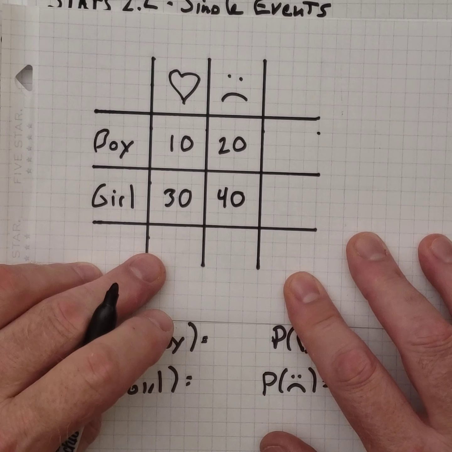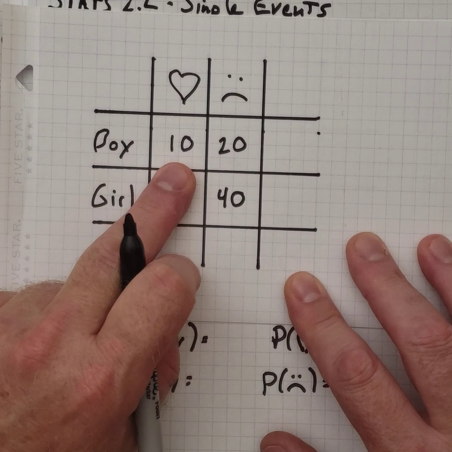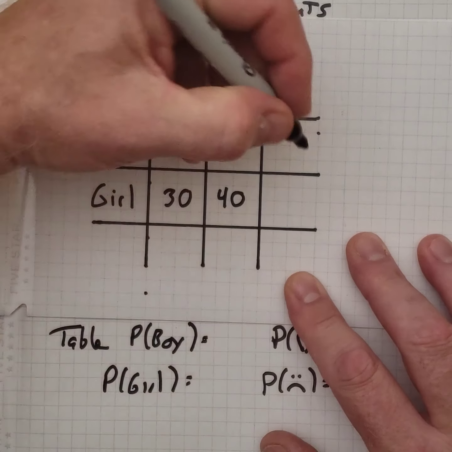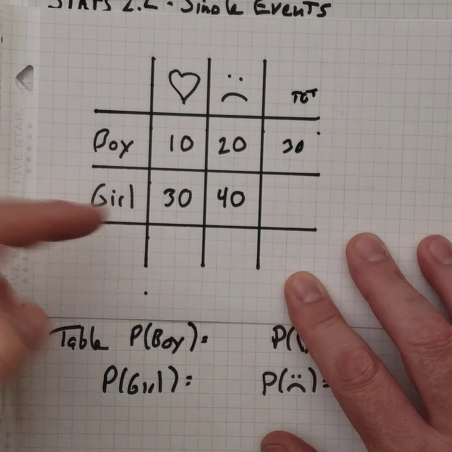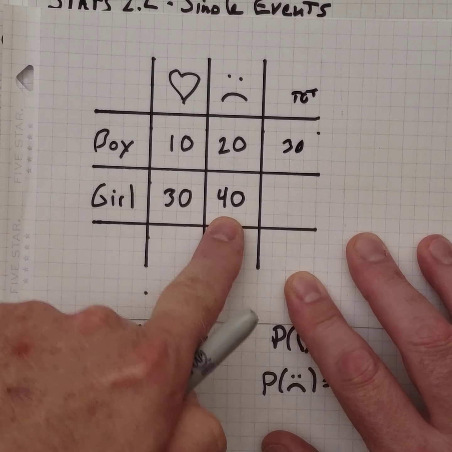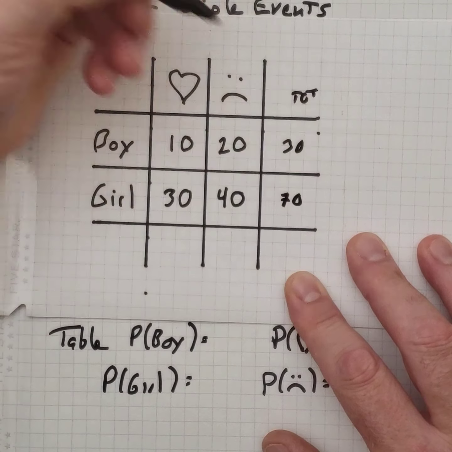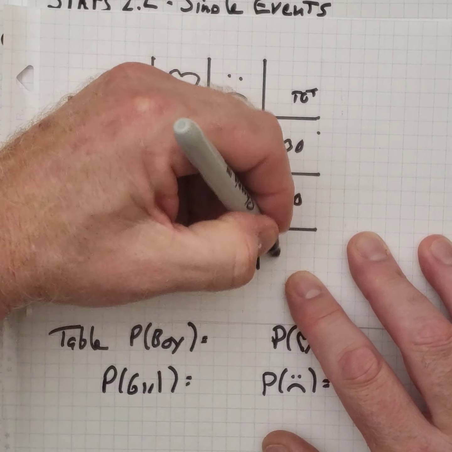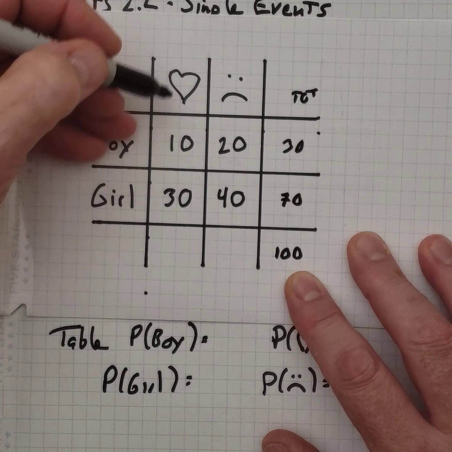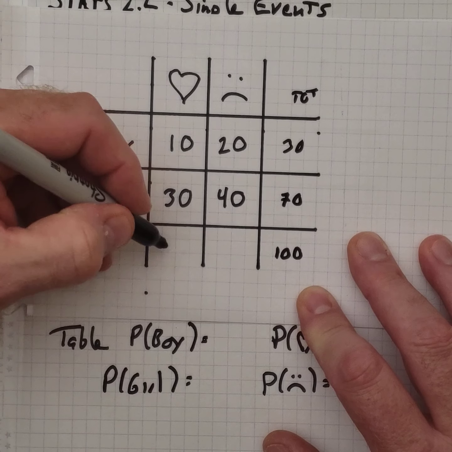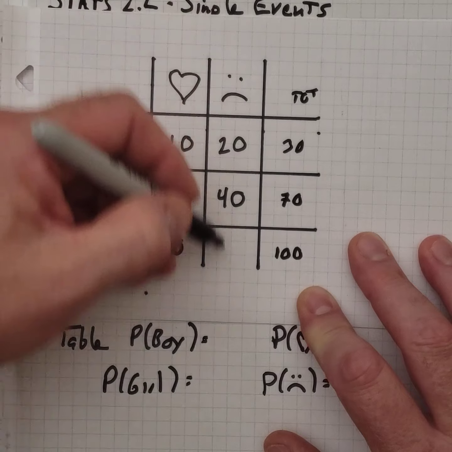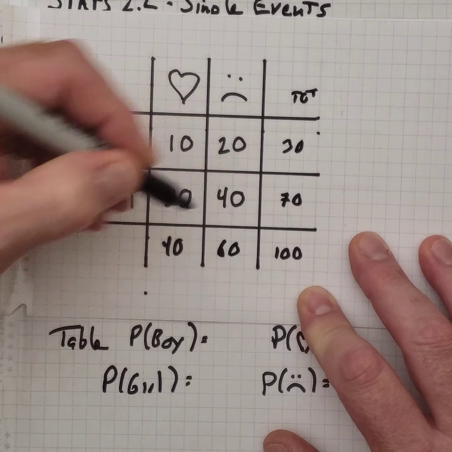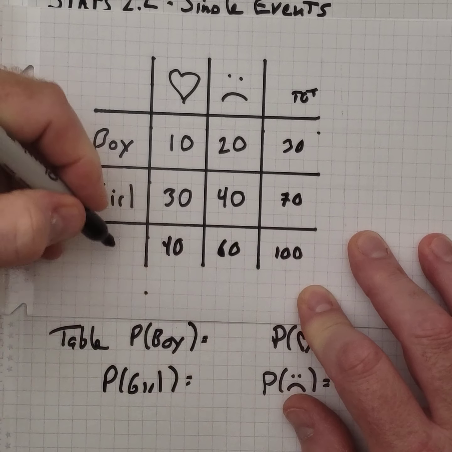I want some total numbers here. I got 10 boys who love statistics, 20 who don't. That's a total of 30. So I want my totals out here. 30 who love statistics and 40 who don't. There's a total of 70 girls here, and 70 plus 30 is 100. If I look at my columns, 10 plus 30 is 40. So there's a total of 40 people who love statistics and a total of 60 people who do not. And that also adds up to 100.